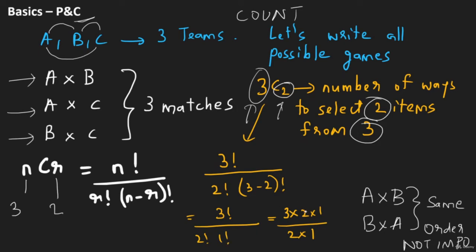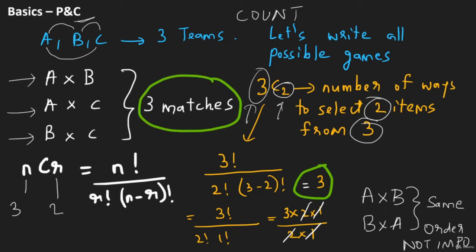And on expanding, we get that as 3 factorial by 2 factorial into 1 factorial. 3 factorial is 3 into 2 into 1. 2 factorial is 2 into 1 and 1 factorial is just 1. Now on simplifying this, you will get the answer as 3. And that's the 3 that we got over here. So NCR is the ways in which R items can be selected from N items. And remember, over here we used combination because the order was not important. A match, if you write it as A versus B, or if you write it as B versus A, are one and the same. Therefore, the order is not important. That's why we used combination in this type of scenario.